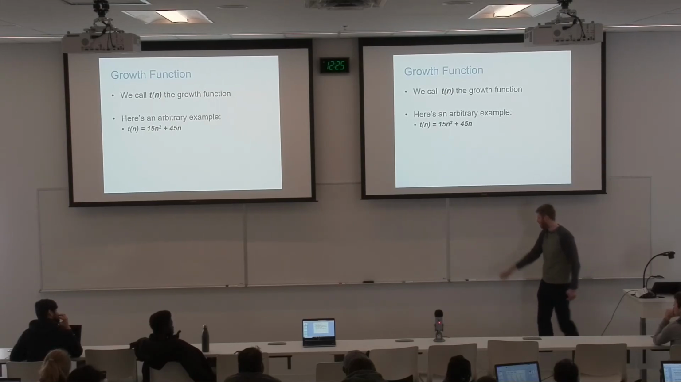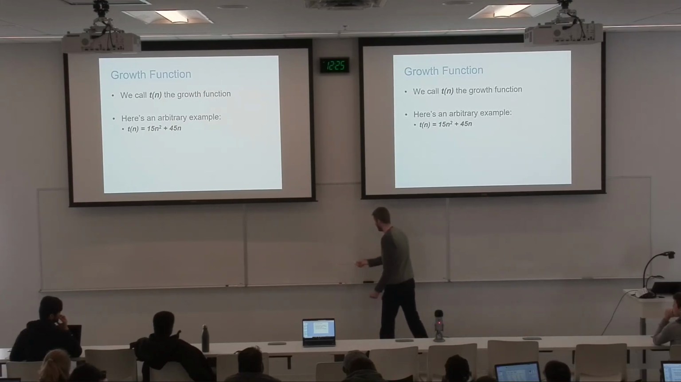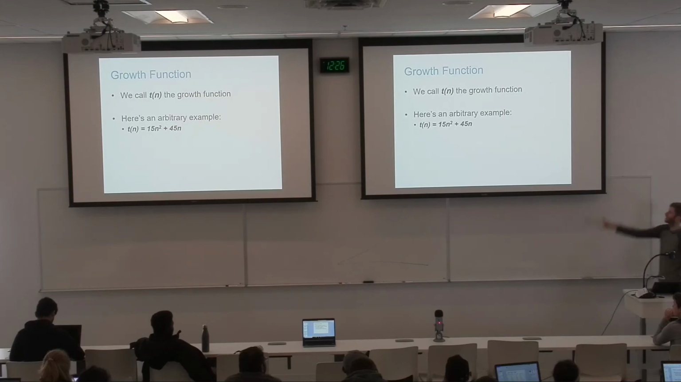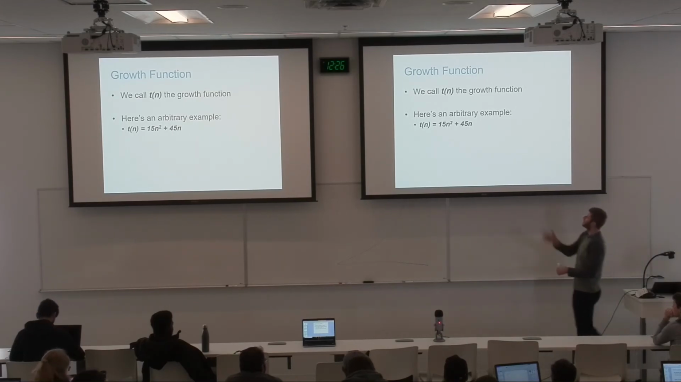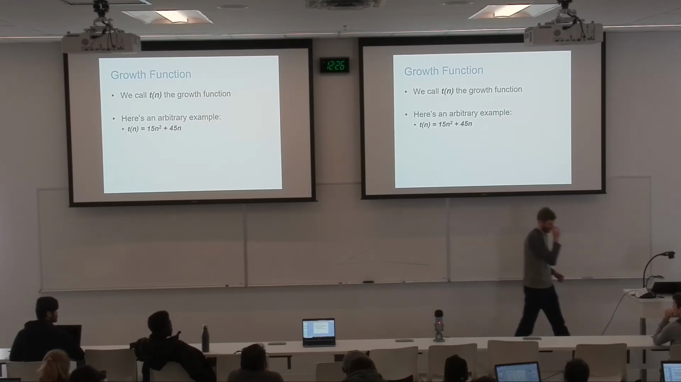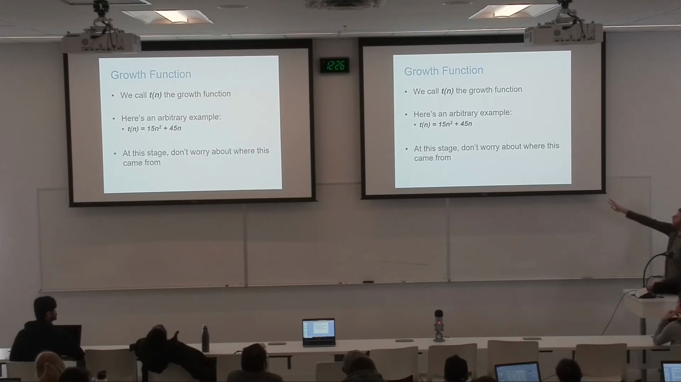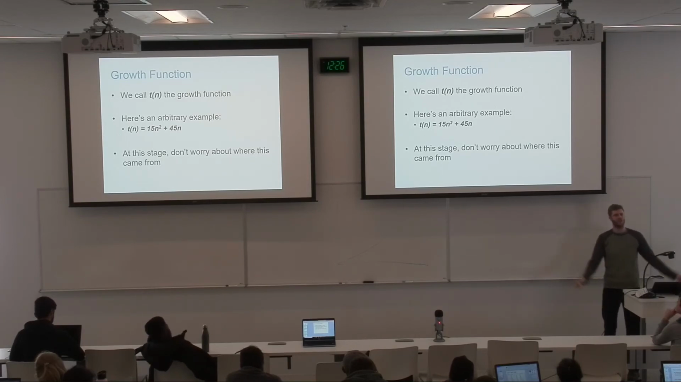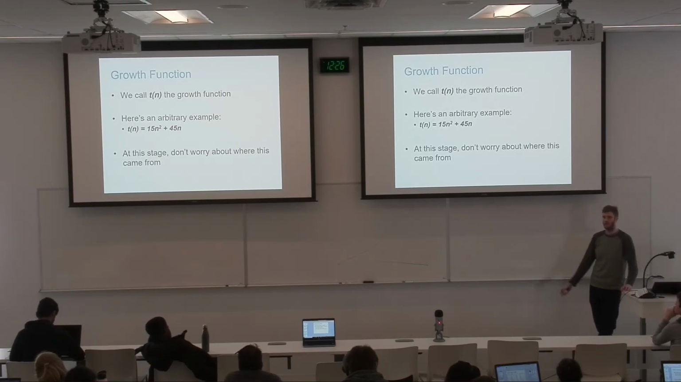I can plot this function. Imagine I plot n versus t of n. As n grows, what's the shape of this function? It's probably going to look something kind of like that. Why? Because we've got a square in there. But this is, of course, for a case where we already have t of n. It's not just some arbitrary function we're looking at. So don't worry about where this t of n came from. Somehow I magically have this function that I happen to know is the growth function of some algorithm.